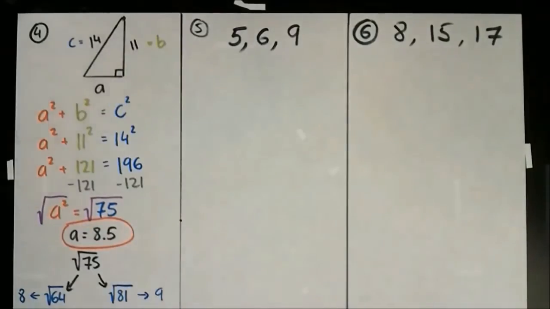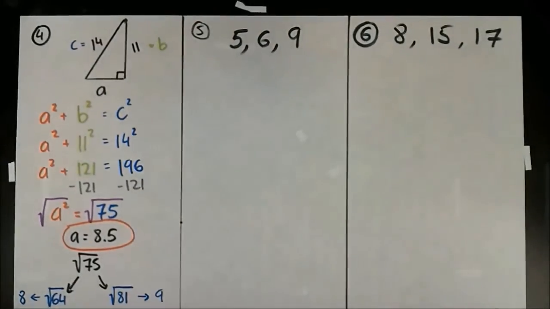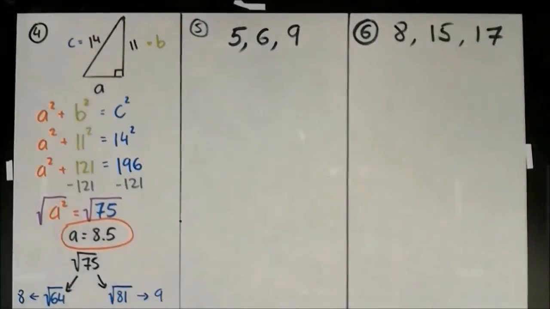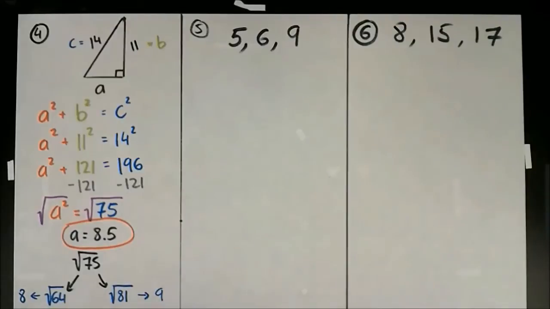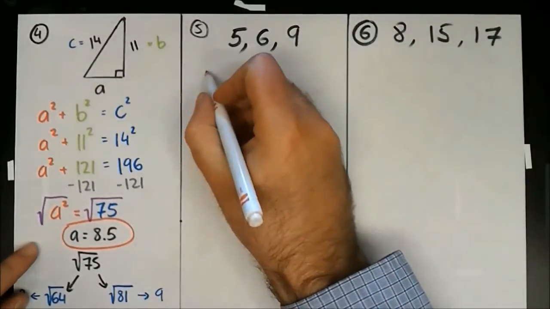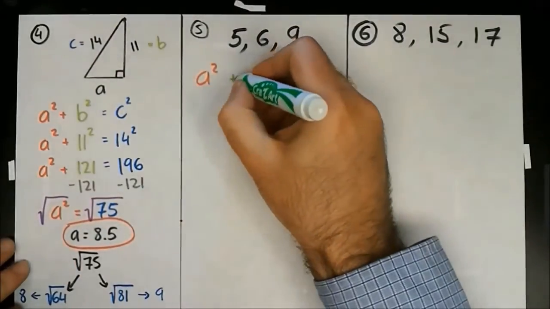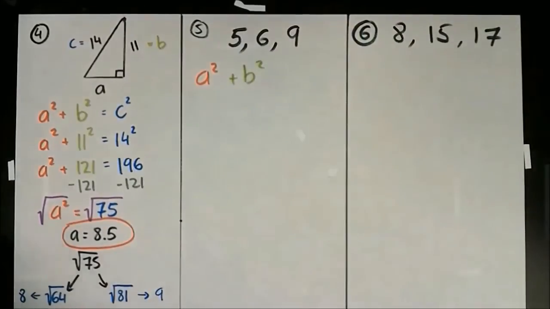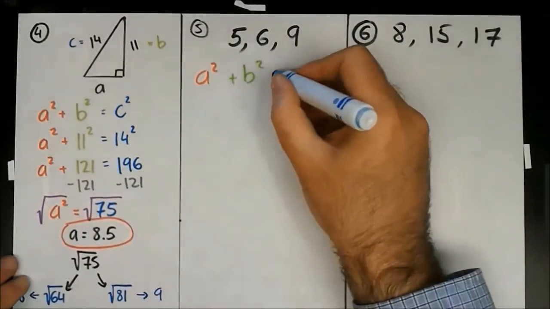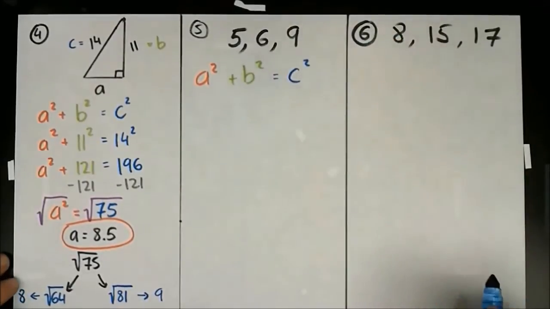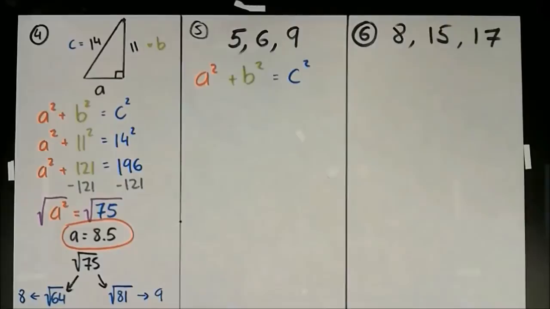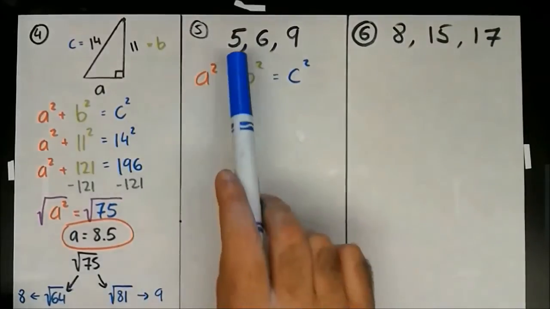For problem number 5, you're given three sides, and you're asked to figure out if the sides make up a right triangle or not. So the first thing you want to do is write up the Pythagorean theorem. A squared plus b squared, and of course equals c squared. Then you have to make sure that you plug in the right sides into the Pythagorean theorem. So what should I assign 5, 8, and 9? Which letters are 5, 8, and 9?